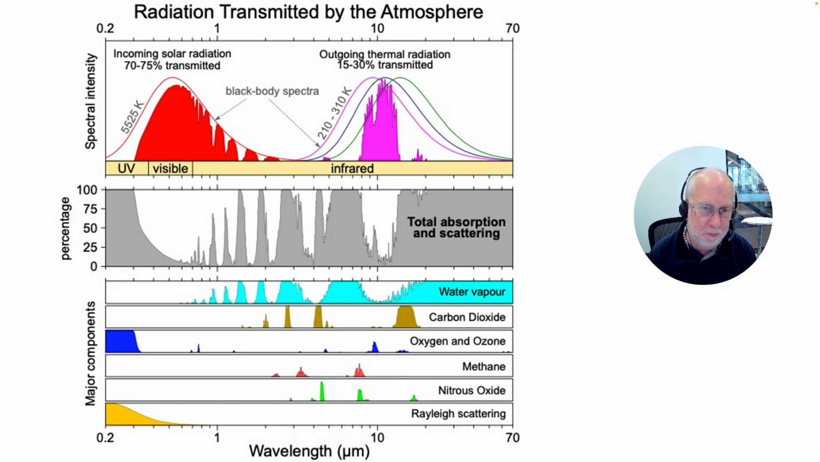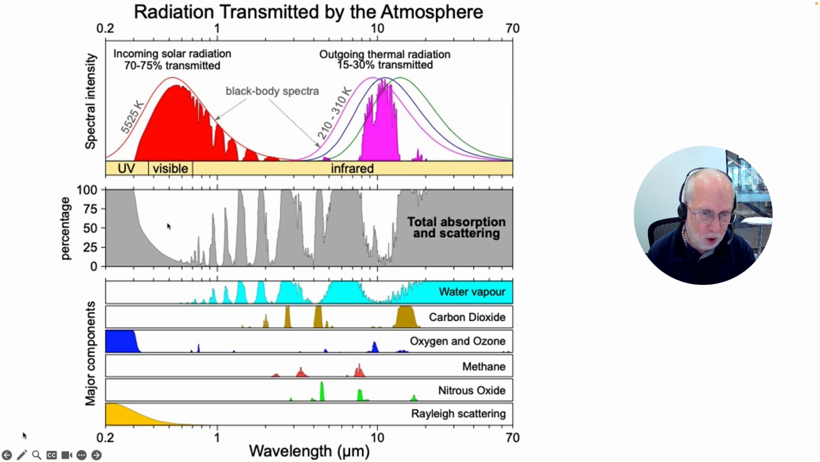Now the sun is very hot, 5525 Kelvin at the surface, and that means it's a black body radiation which peaks at visible light. So this red line is what the sun is actually emitting, and the solid red area is what actually gets through the Earth's atmosphere and hits the surface.